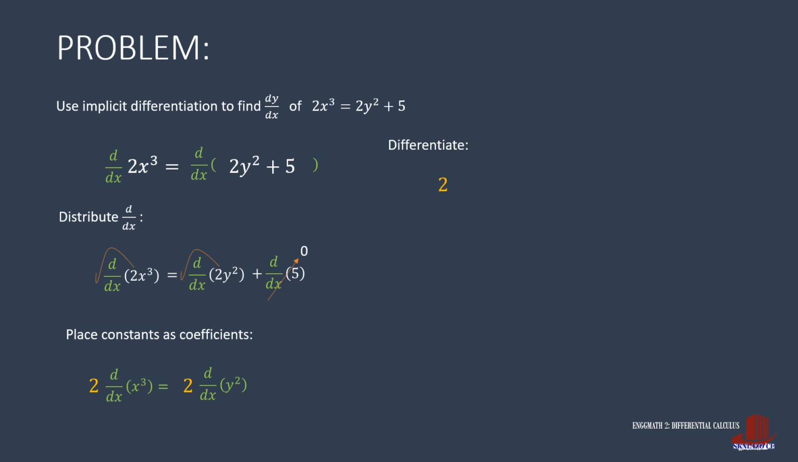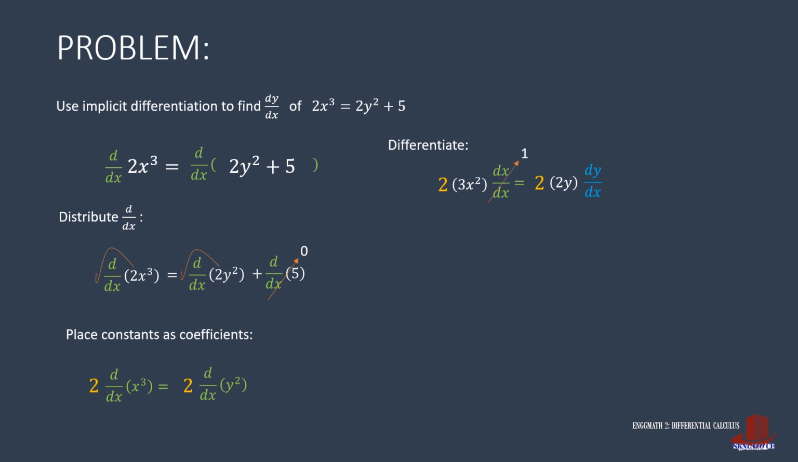So start with a constant 2, then the derivative of x cubed, which is 3x squared, with dx over dx. On the other side, the constant is also 2, with the derivative of y squared, which is 2y. Then attach dy over dx. Take note that the variable on the right is y. Thus, its derivative will turn as the derivative of y with respect to x.